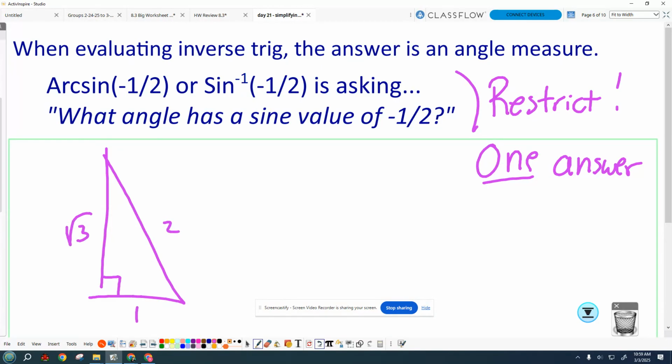Okay, what angles are in there? I got the 90-degree in there. Pi over 6, pi over 3. Okay, which one's pi over 6, the top or the bottom? Top.